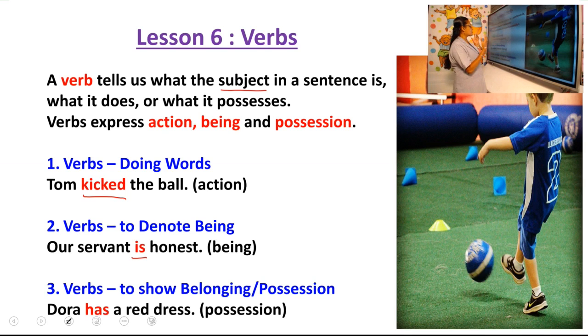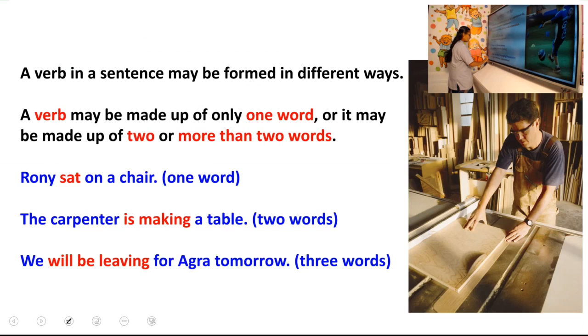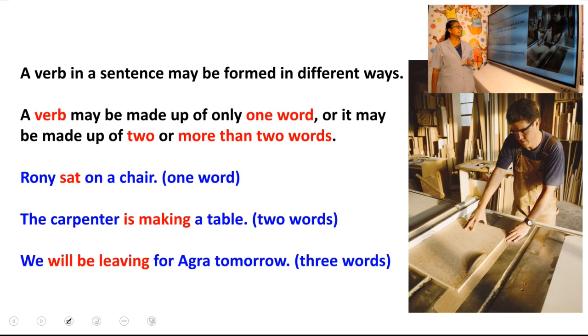Is it clear? So once more, a verb tells us what the subject in a sentence is, what the subject does, and what the subject possesses. Is it clear? Okay, let us move on to the next slide. A verb in a sentence may be formed in different ways. So we can form a verb in different ways. A verb may be made up of only one word. It may be made up of two or more than two words.